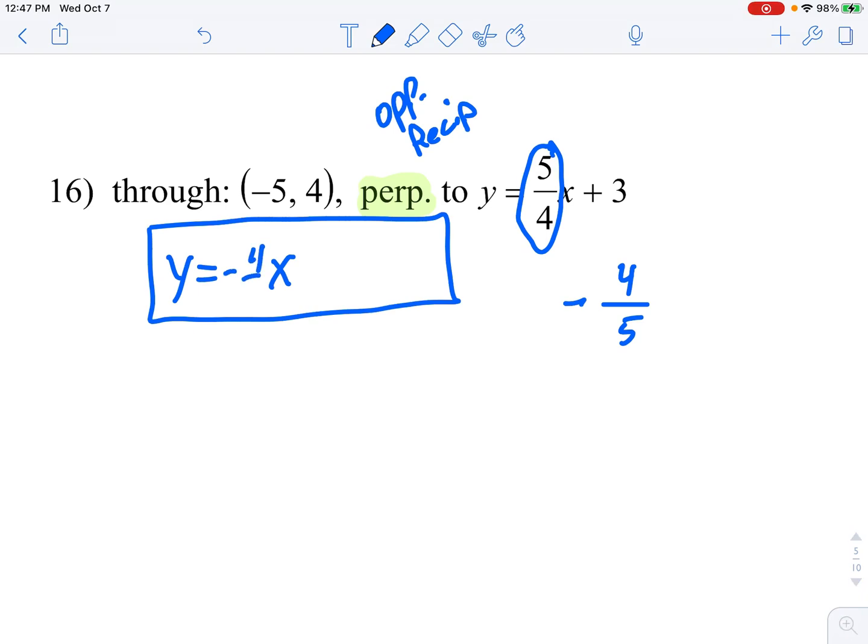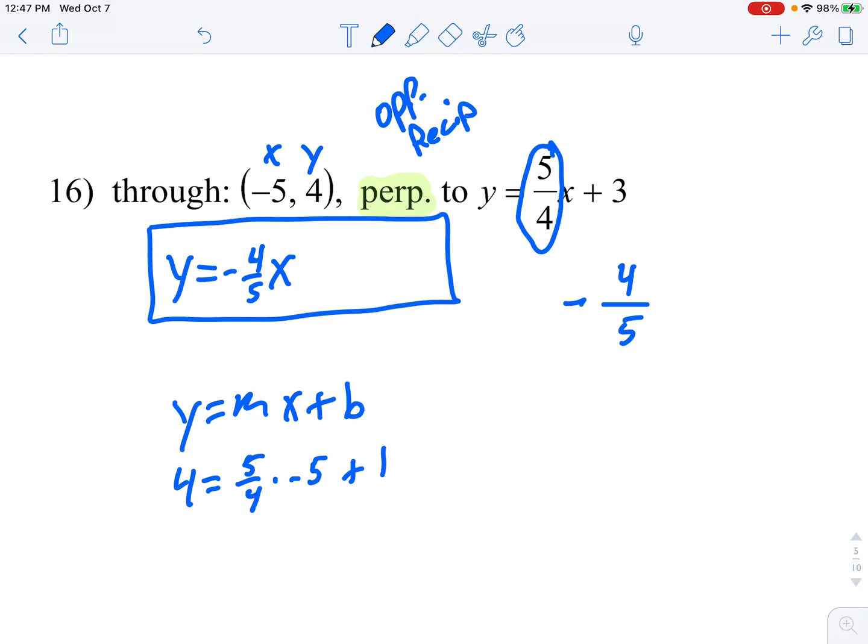So negative 4/5 x. Now to calculate the b, y equals mx plus b. Here's x, here's y. 4 equals 5/4 times negative 5 plus b. Something does not seem right. Oh, what? What did I do? Look at that. Is that what I was supposed to put there? What a maroon. All right, roast me in the comments. It's okay. Negative 4/5 goes here. I'm supposed to carry this slope down to there. Duh.